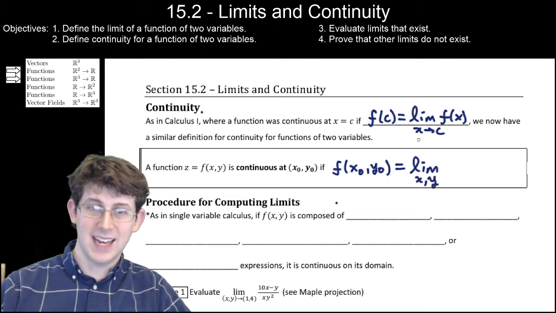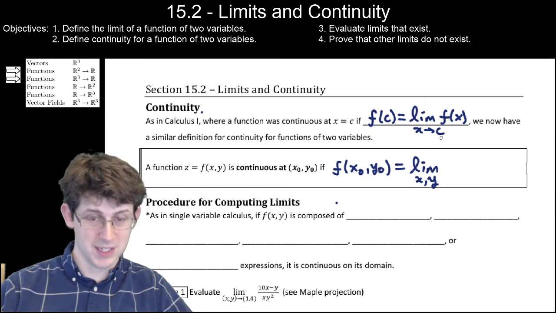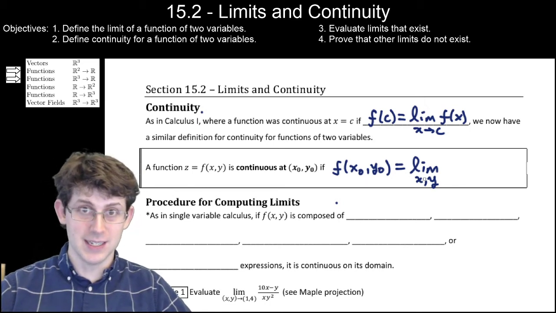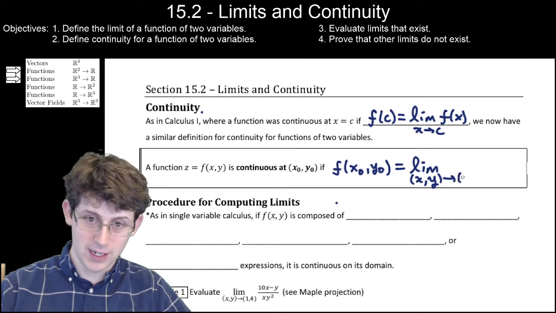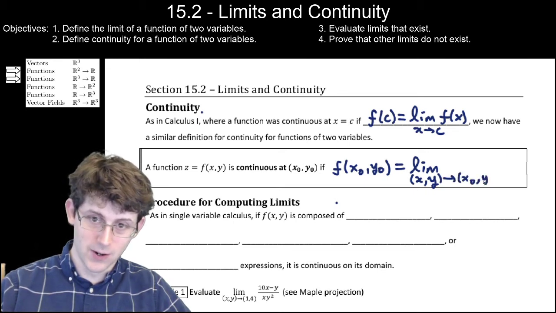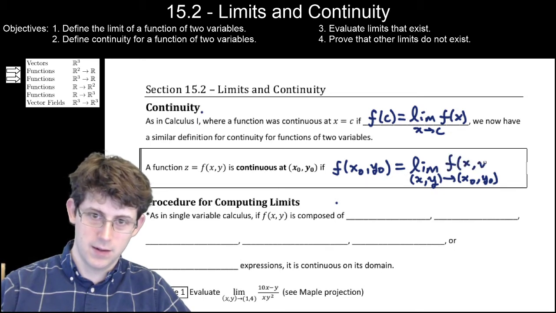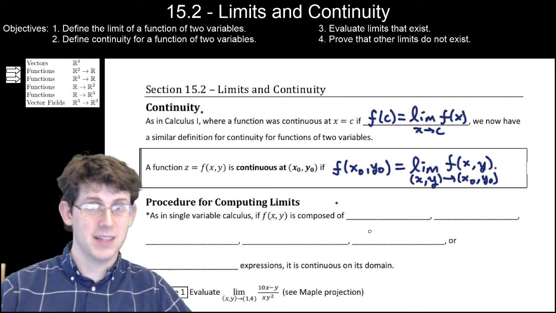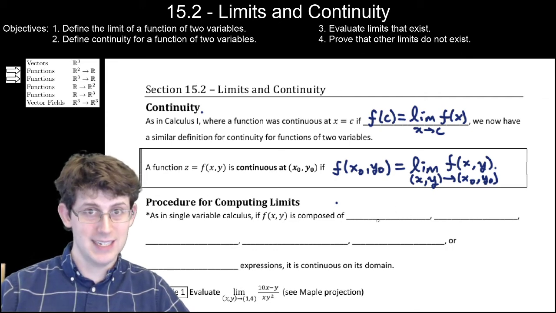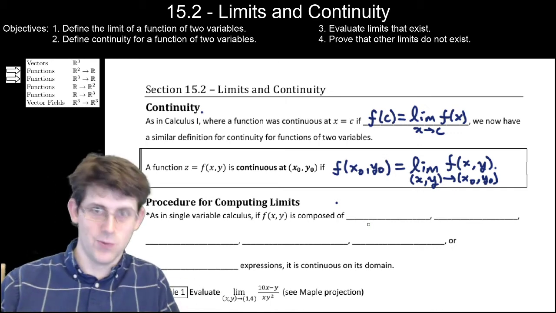Now, instead of saying x approaches c, like in a single variable function, where the input was just the x, now the input is an x and a y. So we have to let (x, y) approach (x0, y0). So it looks more complicated, but it's the same idea. The only thing that is actually more complicated is that there are infinitely many directions to check instead of left and right.